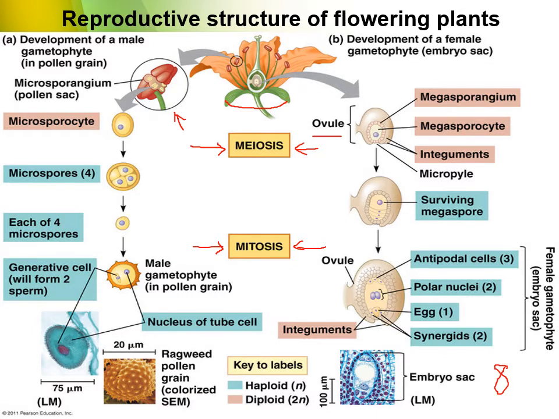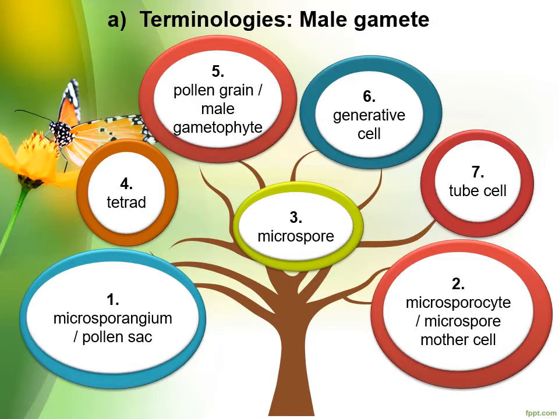haploid nuclei, which are antipodal cells, polar nuclei, egg cell, and synergid cells. We're going to look at each of these terms in detail in the next slide. These are the terminologies involved in the formation of male gamete in flowering plants. As you can see in this slide, there are 7 terms here.